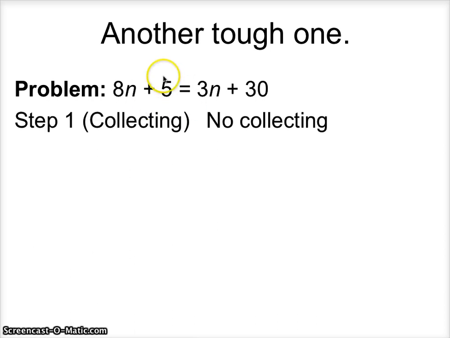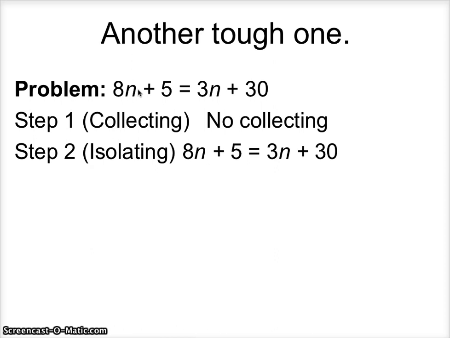So in this case, there's nothing to collect. Now it looks like there's something to collect because I have an 8n here and a 3n here and a 5 here and a 30 here. But there's not. Because of that wall, I have on this side a pile of n's and a pile of not n's, and on this side a pile of n's and a pile of not n's. Over here, nothing to collect. Over here, nothing to collect. So no collecting. That's the trick: because of that equal sign, we can't collect n's if they're on opposite sides of it.